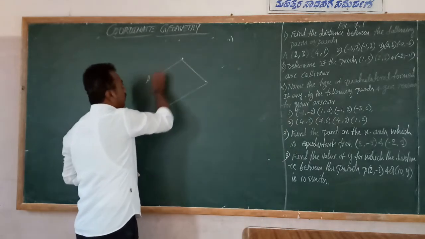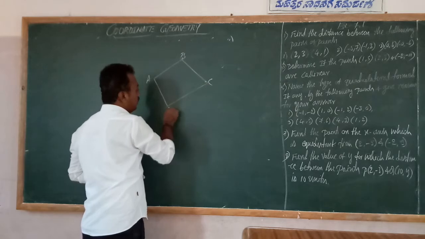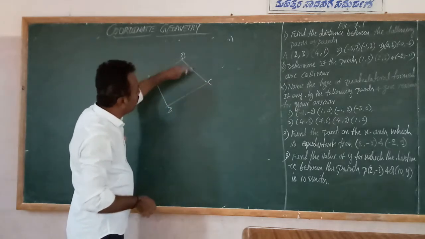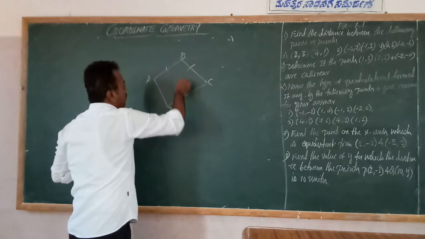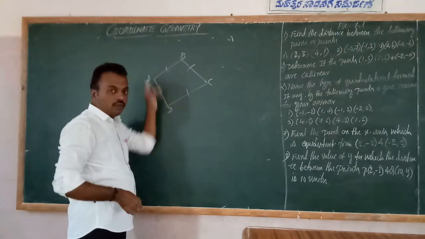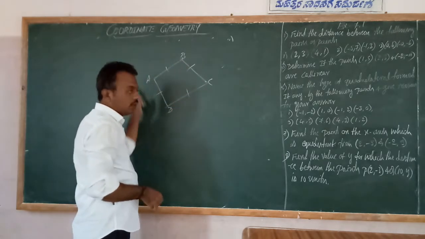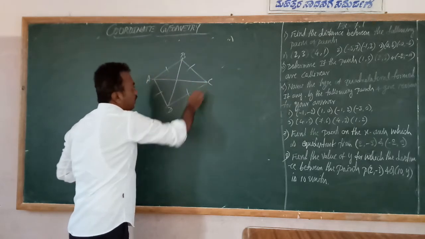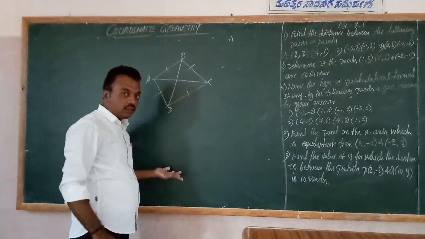For example, this is A, this is B, this is C and this is D. They are given 4 points. So we have to first find all the 4 side lengths AB, BC, CD and DA, using the distance formula, and also we have to find the lengths of the diagonals.